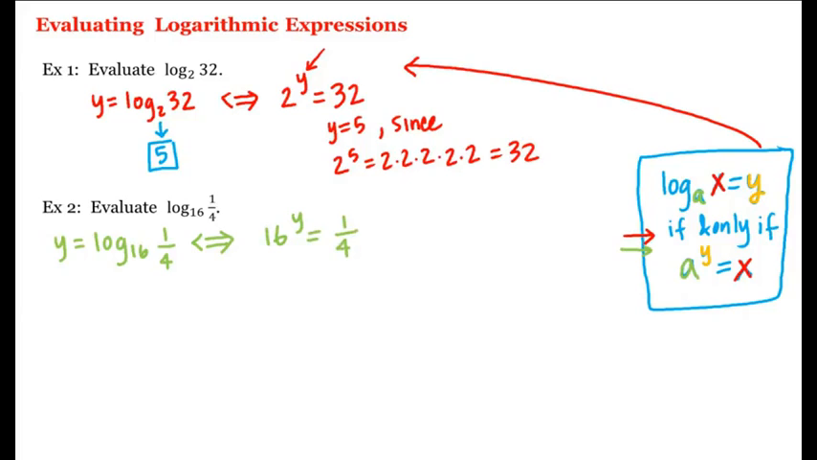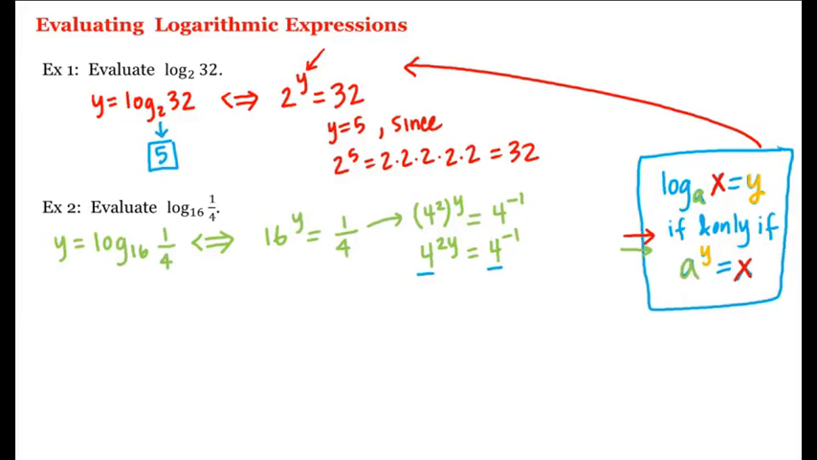Now 16 is a power of 4. In other words, we can rewrite this as 4 squared raised to the y-th power, and we can also rewrite 1/4 as 4 raised to the negative first power. By properties of exponents, we can multiply the exponents on the left, so 4 raised to the 2y-th power is equal to 4 to the negative first power.